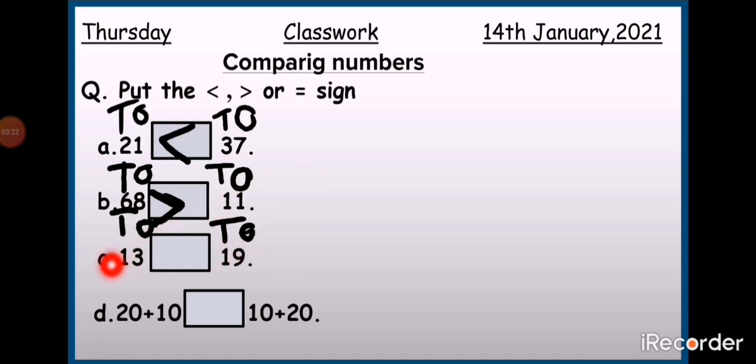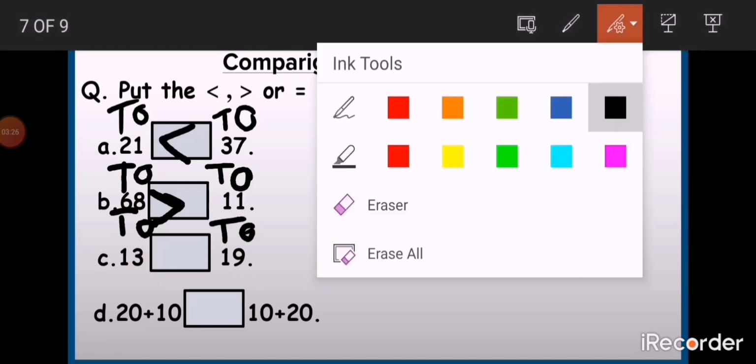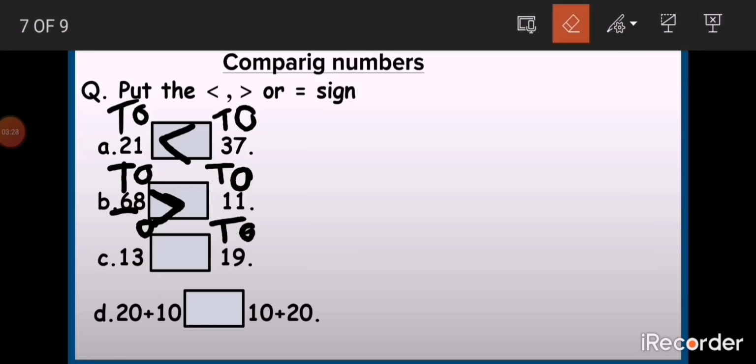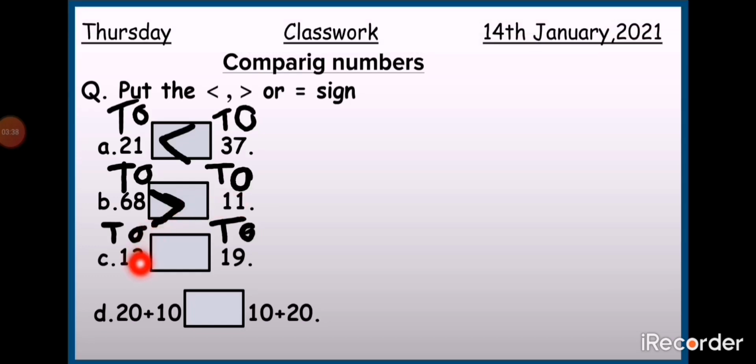Now, number 13 and number 19, compare them. Let me write clearly. Now write O for ones and T for tens. In number 13, there are 3 ones, and in number 19, there are 9 ones. So it means 13 has fewer ones than 19.